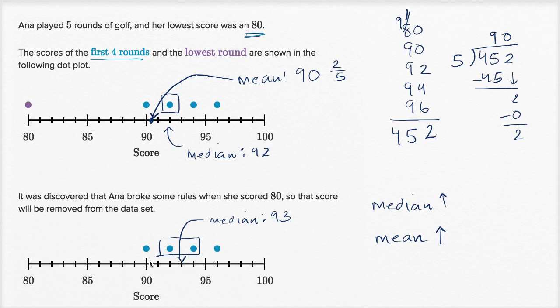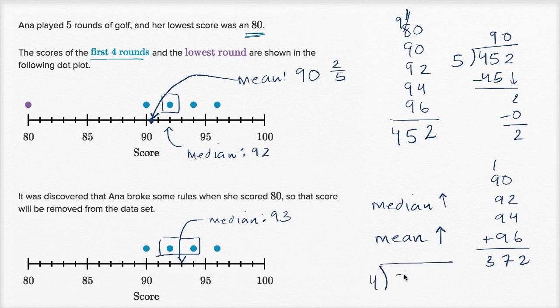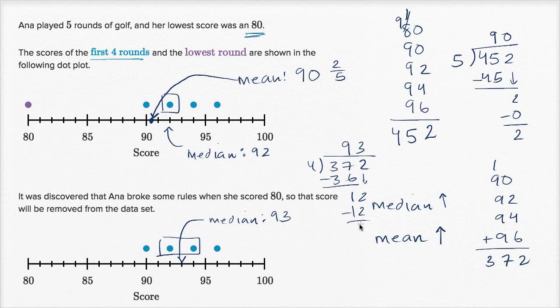And if you remove it, what is the mean going to be? So here we're just going to take our 90 plus our 92 plus our 94 plus our 96, add them together. So let's see, 2 plus 4 plus 6 is 12. And you add these together, you're going to get 372 divided by 4, because I have 4 data points now, not 5. So 4 goes into 372, goes into 37 9 times. 9 times 4 is 36. Subtract, you get a 1, bring down the 2. It goes exactly 3 times. 3 times 4 is 12. You have no remainder. So this is also the mean. The mean here is also 93.